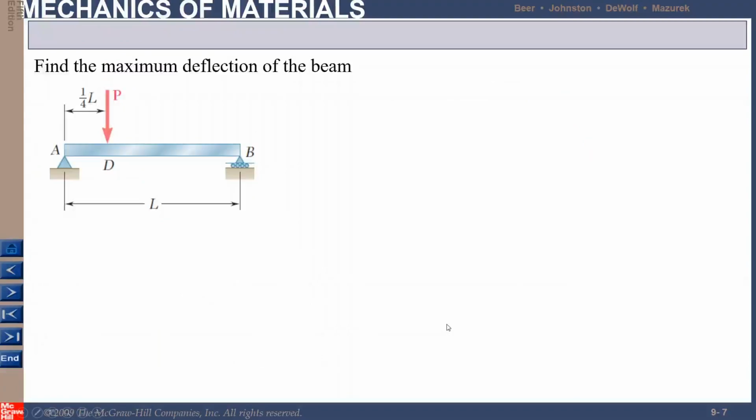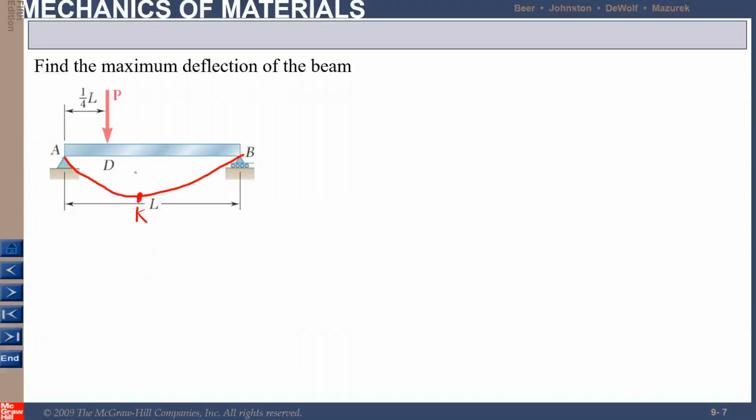Okay, so let's try this question again, the same beam. We want to find the maximum deflection of the beam. Previously, we already solved for the deflection at D. Now we want to find the location K at which the Y max is happening. Because the length on the right side is slightly longer, we can predict that the maximum deflection will occur slightly after D here. So let's say this is our K.